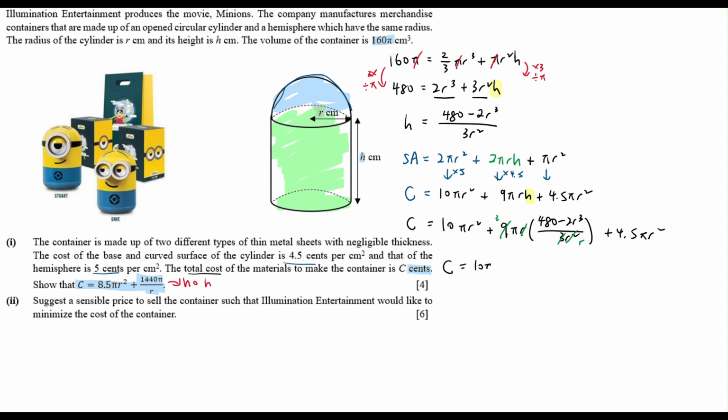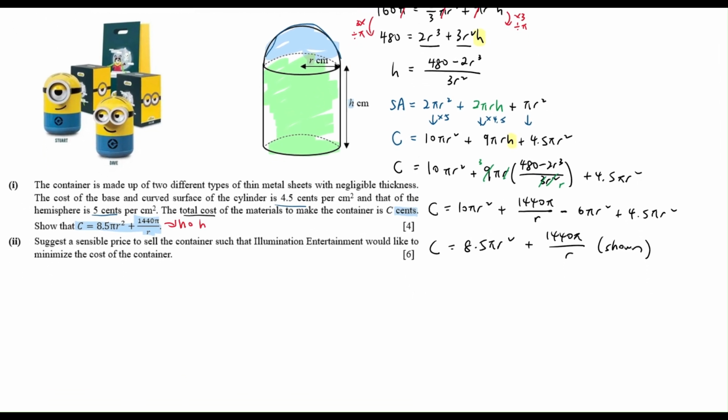That gives me 10 pi r squared plus 1440 pi divided by r minus 6 pi r squared plus 4.5 pi r squared. With that, I'll simplify it further, especially all the pi r squared terms. So I'll be having 8.5 pi r squared plus 1440 pi over r, which is what the question wants us to show. And this is my part 1.